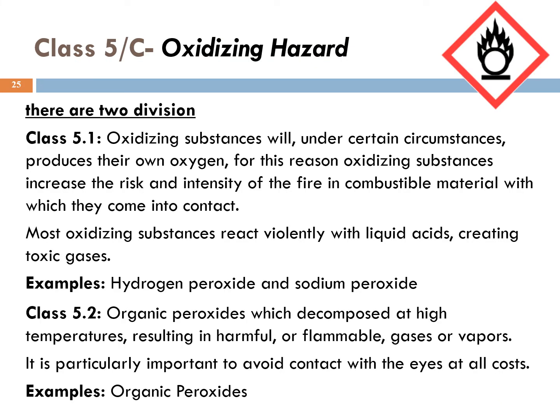Class 5 or class C contains oxidizing hazards, and there are two divisions. Division 1, oxidizing substances, will under certain circumstances produce their own oxygen. For this reason, oxidizing substances increase the risk and intensity of fire in combustible material with which they come in contact. Most oxidizing substances react violently with liquid acids, creating toxic gases. For instance, hydrogen peroxide and sodium peroxide.